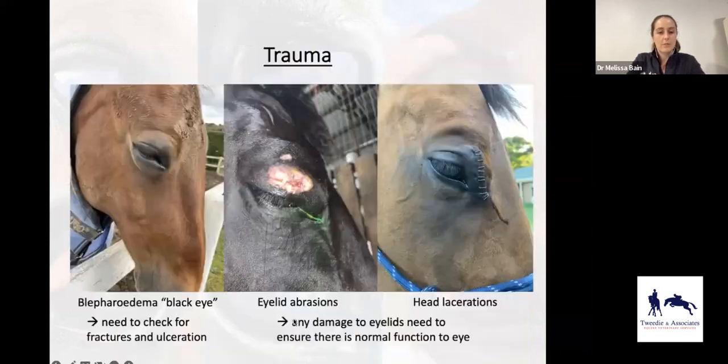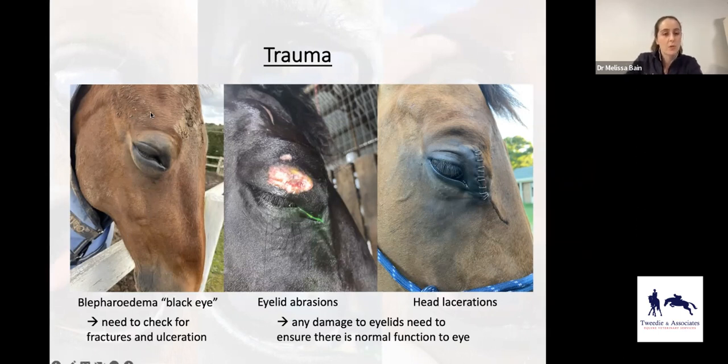Another thing that can happen quite often is trauma. On the left here, we have a pretty classic example of what I would call a black eye. These horses present with sudden severe swelling of the eye. Often we actually can't visualize the entire eye at the initial examination because the eye is so swollen, the eyelids barely open. So for these guys, it's really important to hit them with anti-inflammatories and then reassess them the next day to check for things like ulcers that might have occurred secondary to the trauma.